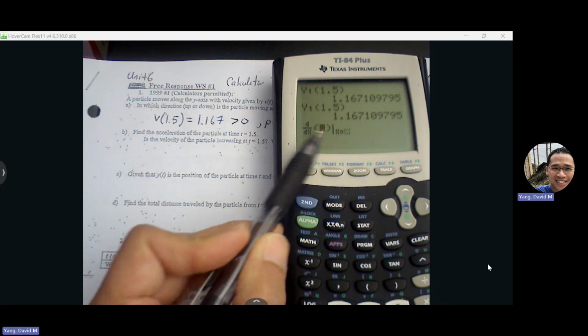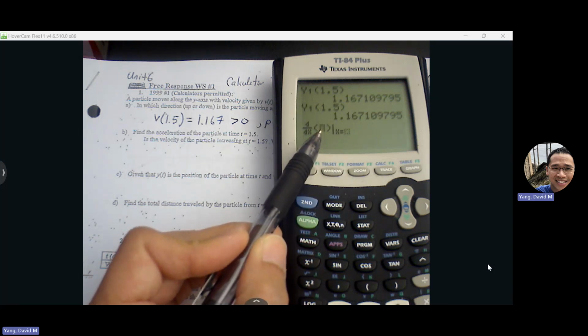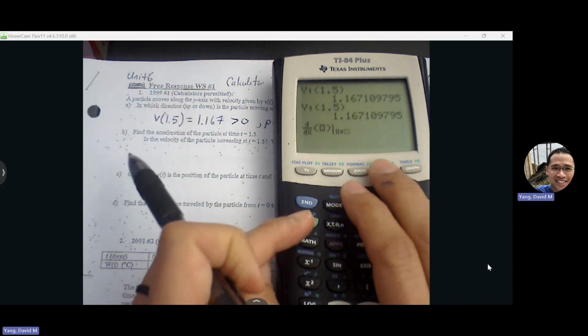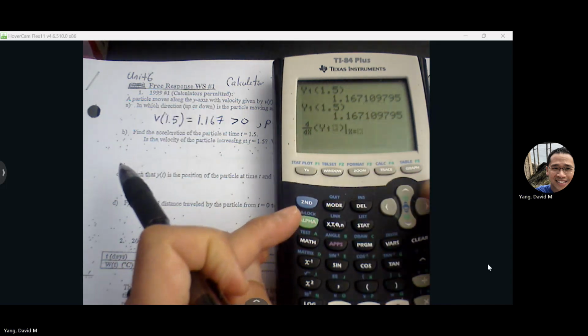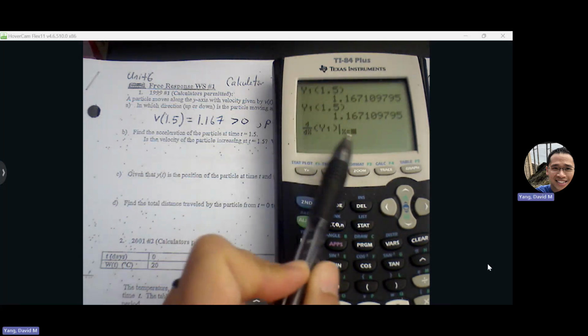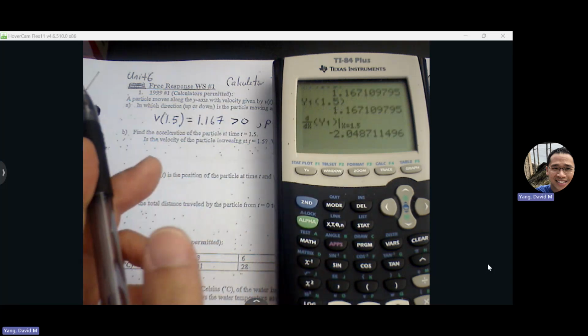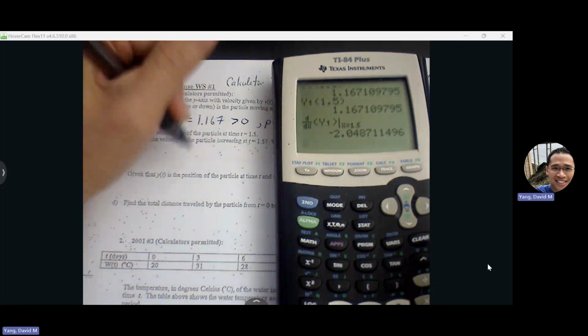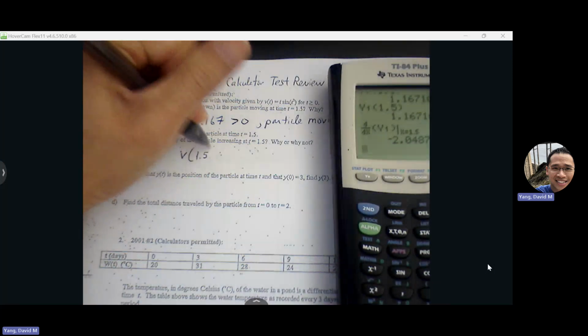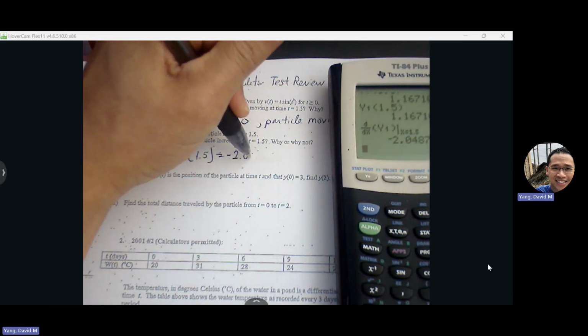Okay, so we're going to put in the velocity function. It's going to build the derivative for us, and it's going to plug in the x value for us. Right now, my velocity function is held under y1. So again, alpha trace y1. This is my velocity function. I'm asking for the derivative of my velocity at t equals 1.5. And so my result is negative 2.049. So a of 1.5 is negative 2.049.